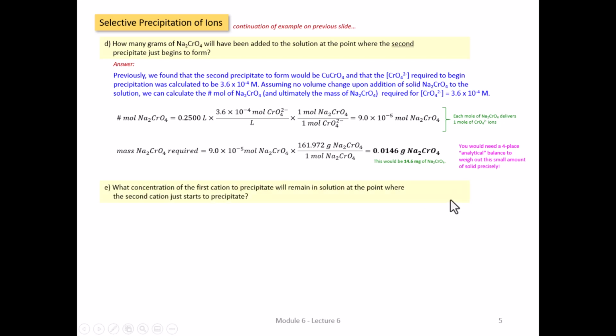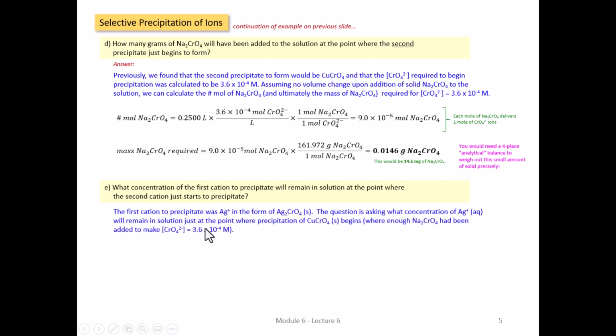Now, the final question said, what concentration of the first cation to precipitate, which is silver, will remain in solution at the point where the second cation to precipitate, which is copper, just starts to precipitate? Well, remember, the first cation to precipitate was silver ion in the form of silver chromate. So the question is asking, what concentration of silver ion will remain in solution? You've already precipitated a lot out as silver chromate, but when copper chromate begins to precipitate, maybe not all of the silver ion has come out.